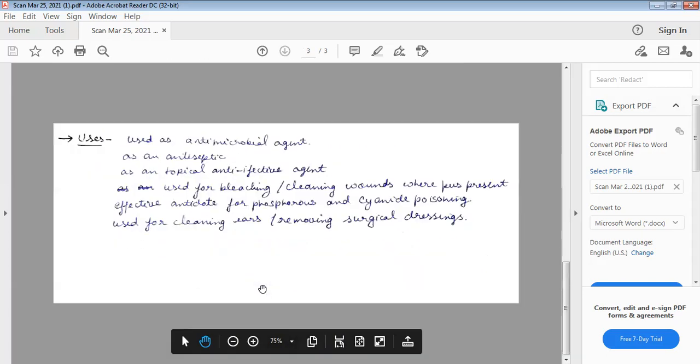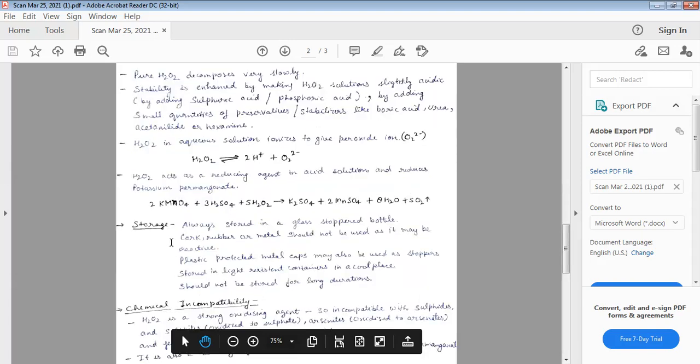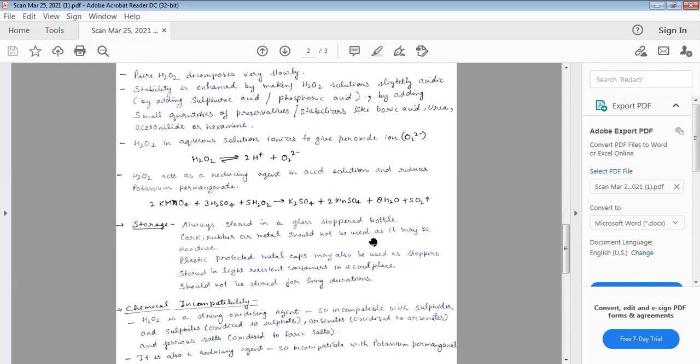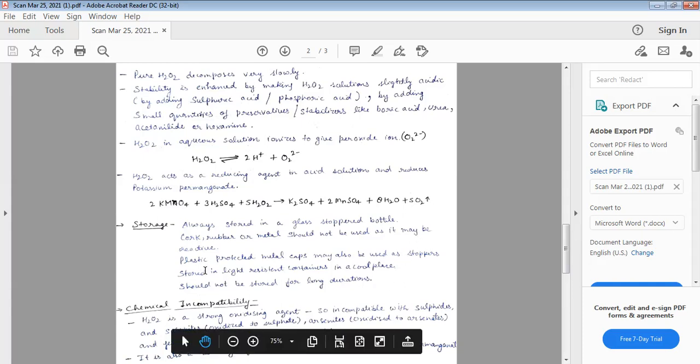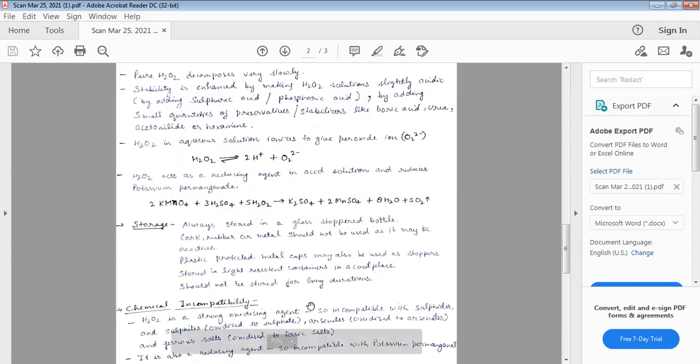Now we shall discuss the storage conditions. Hydrogen peroxide is always stored in a glass stoppered bottle. Cork, rubber, or metal should not be used as they may react with hydrogen peroxide. We can use plastic protected metal caps also. Hydrogen peroxide is stored in light resistant containers in a cool place. Last, it should not be stored for longer durations because if it is kept for longer durations, it gets decomposed.